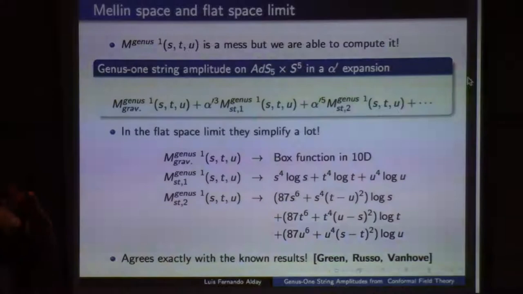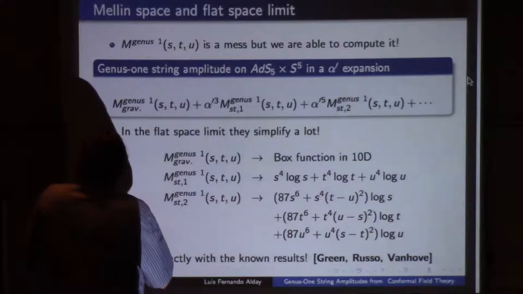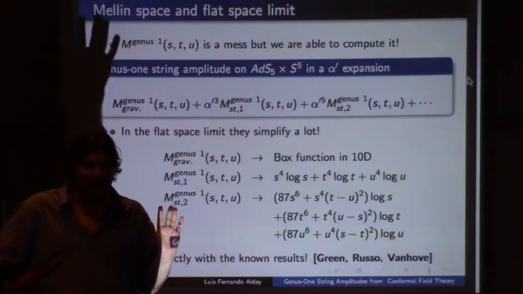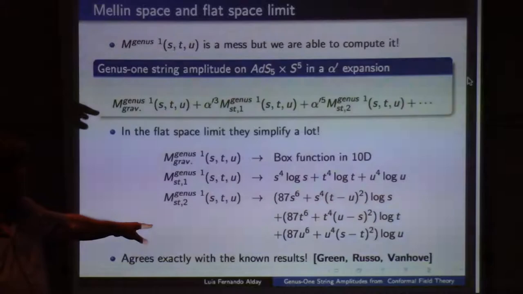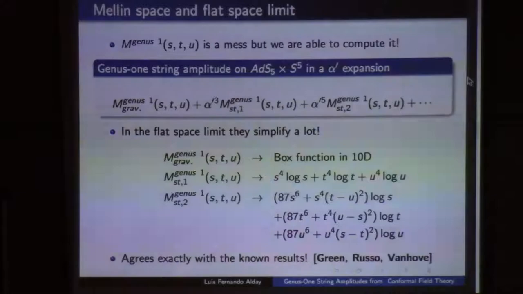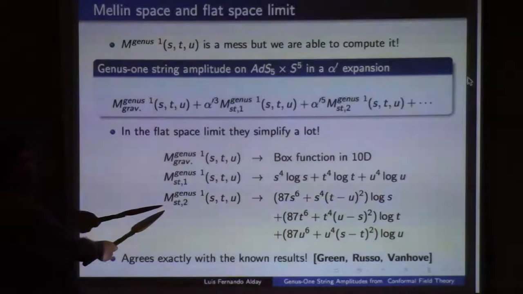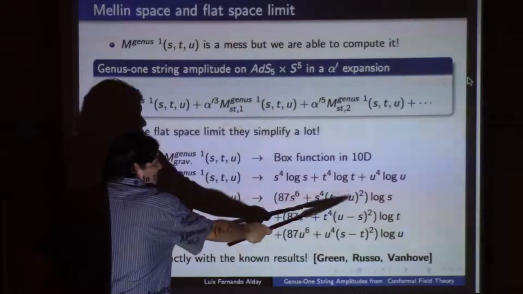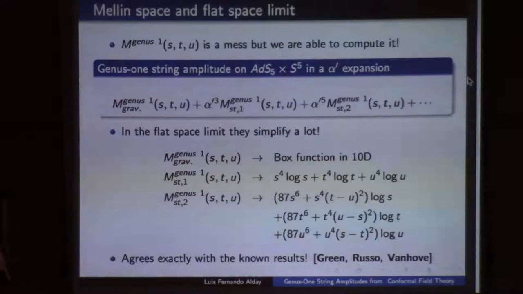And furthermore, even more beautiful, you take all our alpha prime corrections, and you take the flat space limit, and you compare that with the result obtained by Mike Green, Russo, and Vanhove, and on the nose, we get exactly the flat space results. So for instance, at order alpha prime to the 5, there is this coefficient 87, s to the 6 plus s to the 4 t minus u squared, log s. You see how complicated the results are. We precisely obtain these results in flat space. But what we have is much more than that. It is the string amplitude on AdS5 plus S5. And in a particular limit, we recover the flat space limit, what they have.